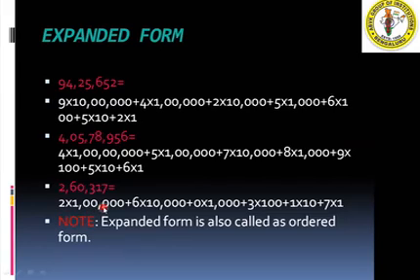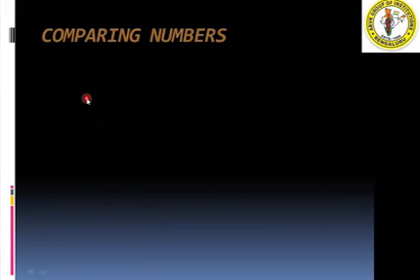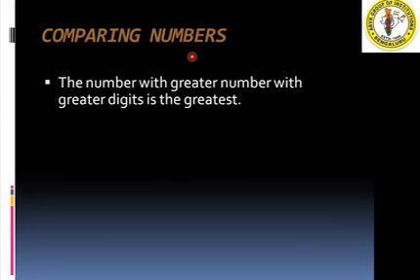So next, let us see comparing numbers. So how will you compare the numbers? Which is the smaller number, which is the greater number? The number with greater digits is the greatest. When you compare greater than, lesser than, on this side one number will be there and on the other side you will have another number. First you have to compare the digits. Whichever has more digits will be the greatest.